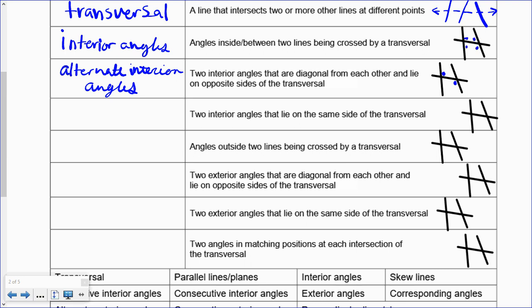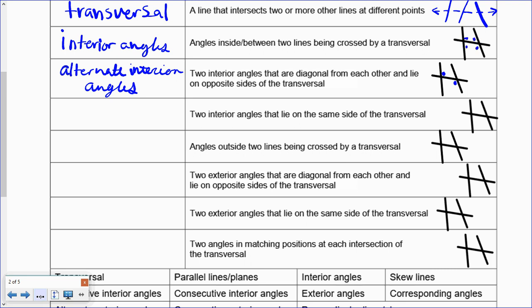Does everybody understand why they're alternate? Do you guys see how they're on different sides of the transversal? One's above and one's below. That's the alternating part. The fact that they're inside of the 2 lines is the interior part. So the 2 pieces of the name tell you where their position should be.